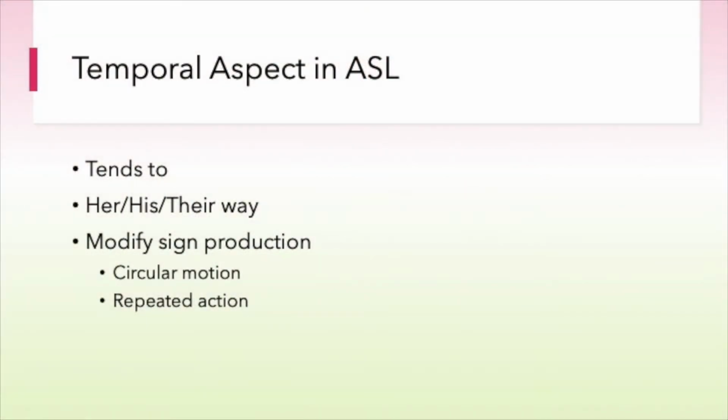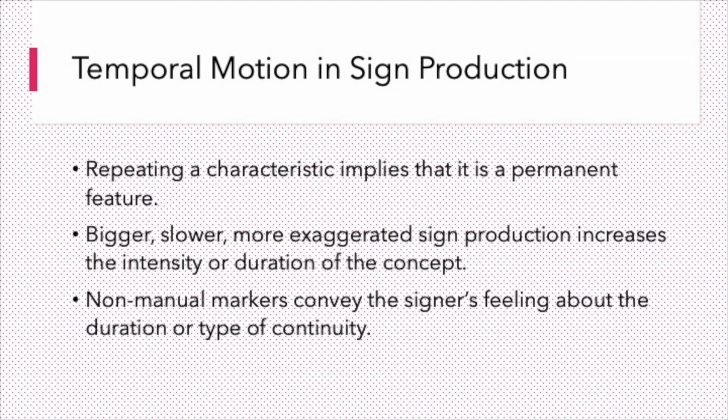In ASL, there are three main ways to convey the idea of characteristics. First, you can use the sign tends to, followed by an explanation of the habitual behavior. Second, you can use the possessive sign at the end of the expression. In that context, it translates into his, her, or their way of doing things. The third way is to modify the descriptive sign by adding a circular or repetitive motion to it. The addition of these temporal motions in sign production imply that the feature is permanent or ongoing.